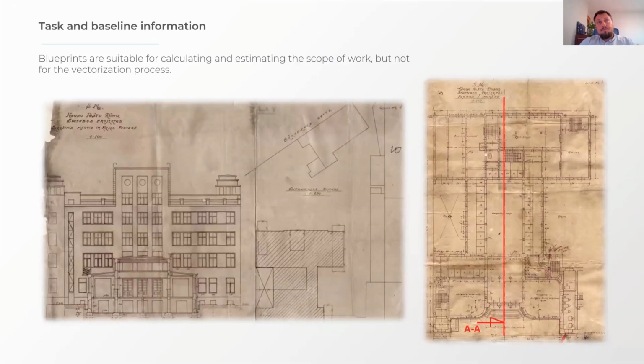Sometimes we have the blueprints of old buildings, which we are scanning using laser scanners. These blueprints are perfect to estimate and calculate the scope of work for laser scanning, maybe for vectorization. But during the vectorization stage, we are not using these drawings; we are using the point cloud as a guide. And now I will give the word to Darius. Darius, do you hear us?